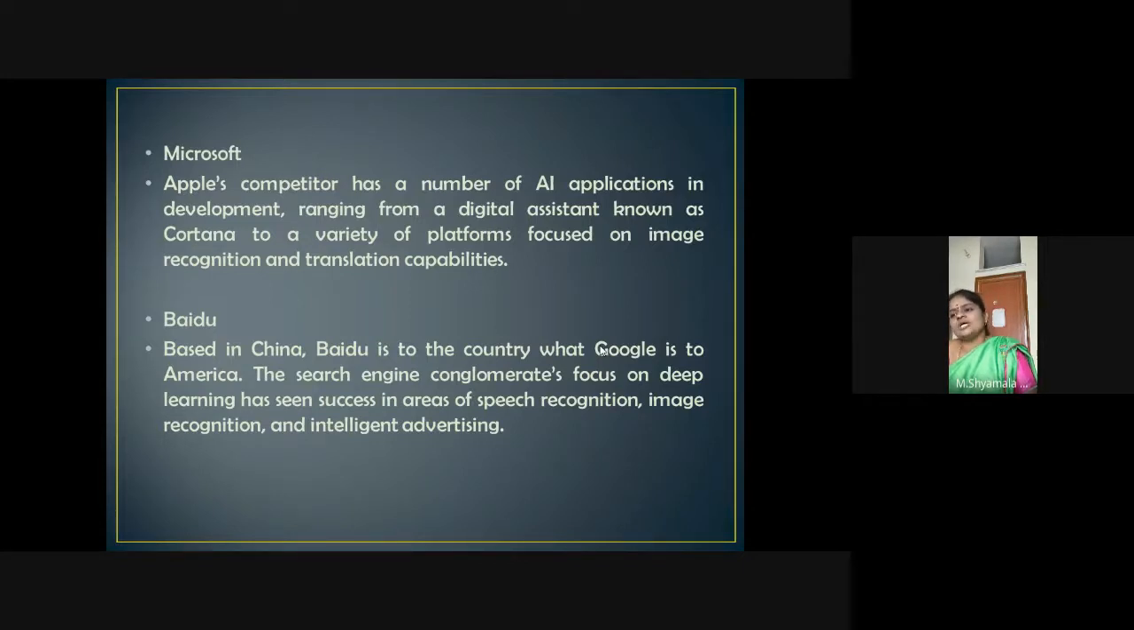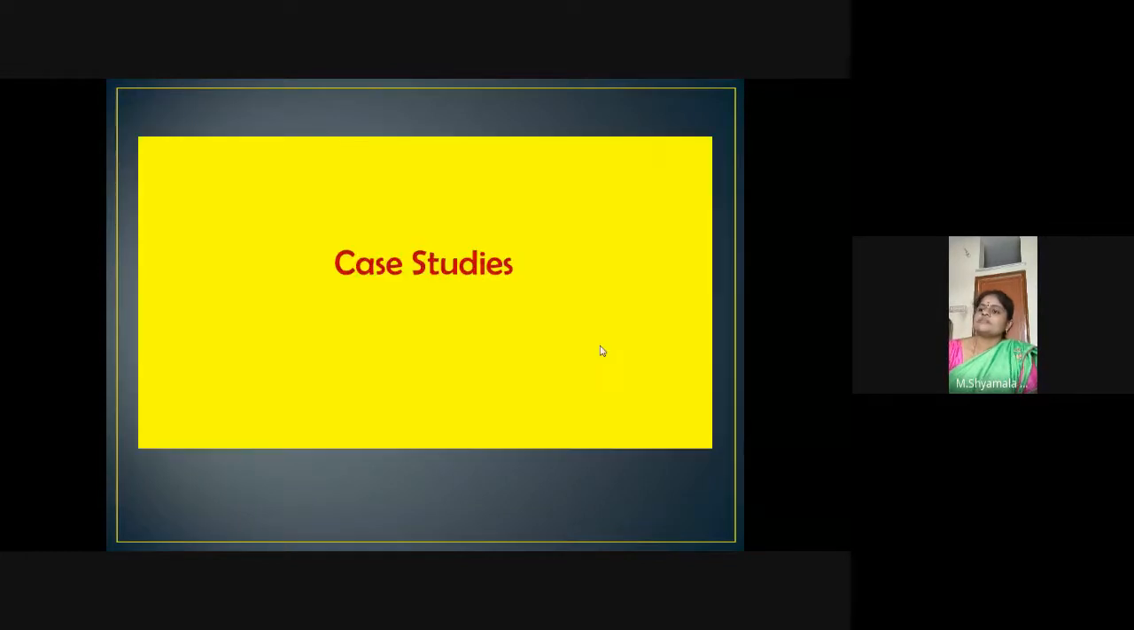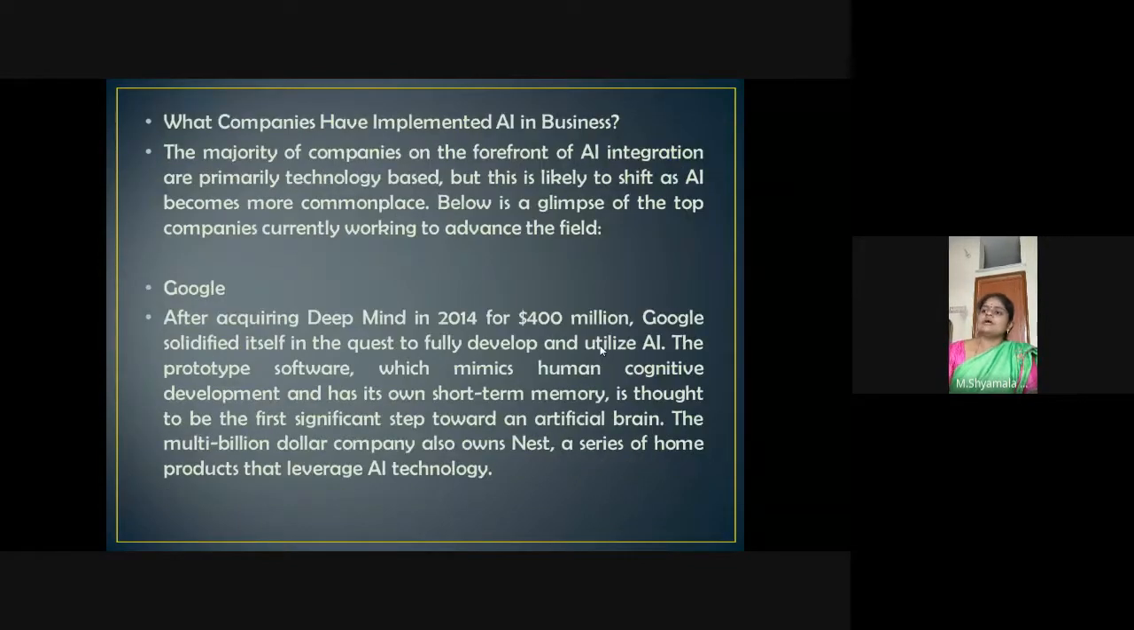Based in China, Baidu is to the country what Google is to America. The search engine focuses on deep learning and has seen success in areas of speech recognition, image recognition, and intelligent advertising. These are all the companies that have implemented AI in their business for developing their business.